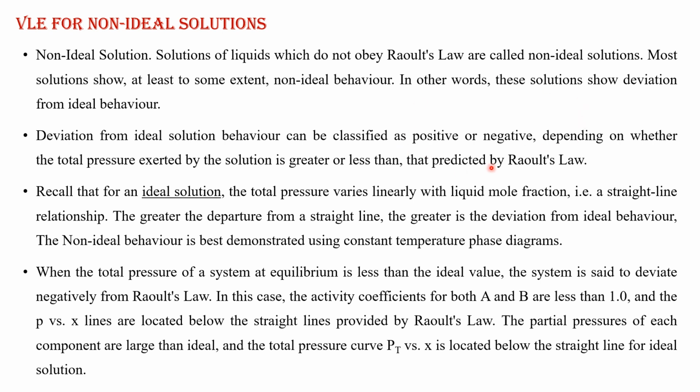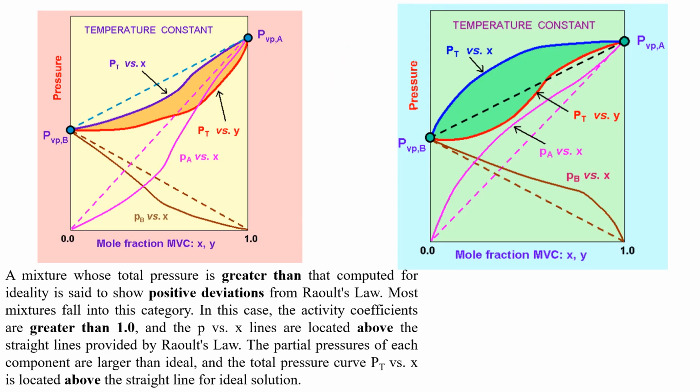The classification of deviation is based on the pressure which is present in the solution compared to the pressure which is calculated by Raoult's law. The deviations are classified based on whether the pressure exerted by the solution is greater than or less than that predicted by Raoult's law. Then the non-ideal solution is demonstrated using the graphical representation, which is the Pxy diagram. Here we are going to keep the temperature constant.